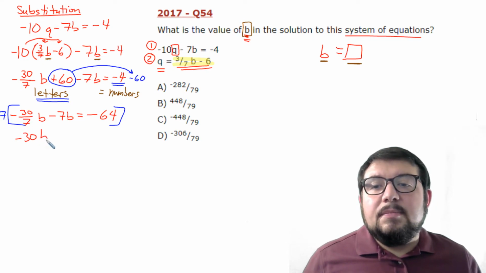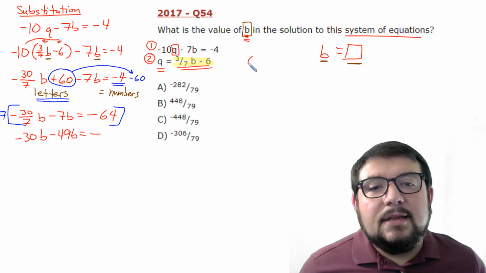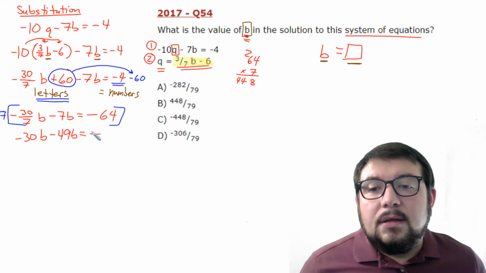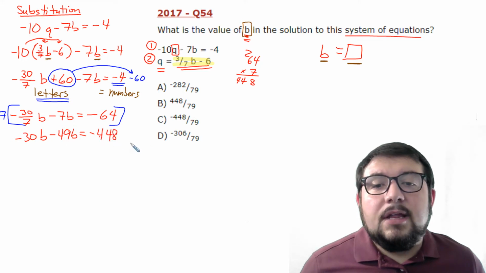So I'm going to have negative 30b. Now 7 and negative 7 makes negative 49b. 7 times 7 is 49b. And now positive and negative makes negative. And 7 times 64, what is that? Let's do that real quick. 64 times 7. Let's see, 42, 44, 448. Okay, so here I have negative 448.